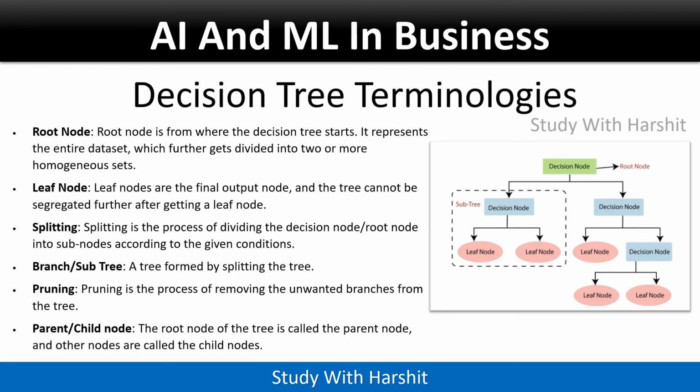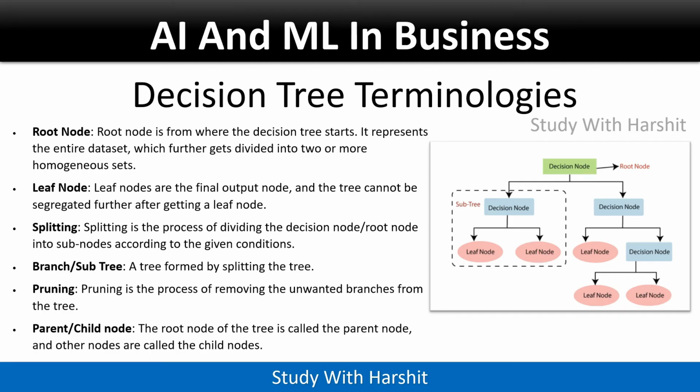Decision tree terminology. Root node: the root node is where the decision tree starts. It represents the entire dataset, which further gets divided into two or more homogeneous sets. Here is the diagram also. I will describe all things in detail.